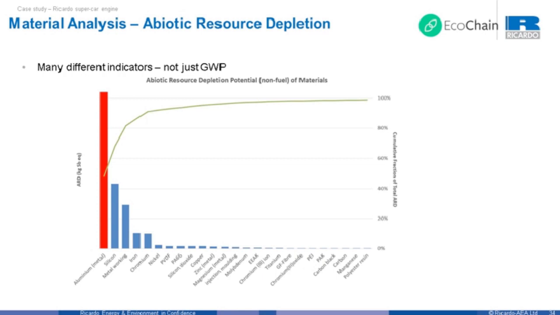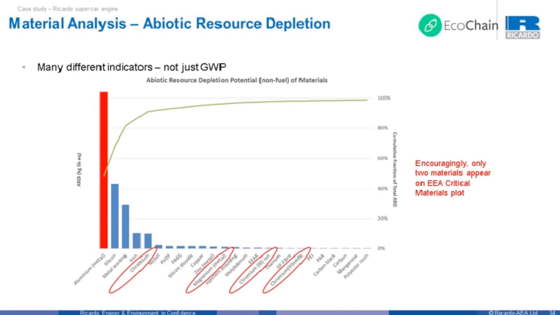As mentioned earlier, we can examine 25 different environmental indicators using the data from this study. This plot looks at resource depletion. Once again, about 50% of the impact arises from aluminium. We can compare this analysis with the earlier graph from the European Environment Agency on critical materials. Encouragingly for Ricardo and its client, only two materials, chromium and magnesium, appear on that list. So they can be relatively comfortable that they don't have too much to worry about in terms of material supplies.